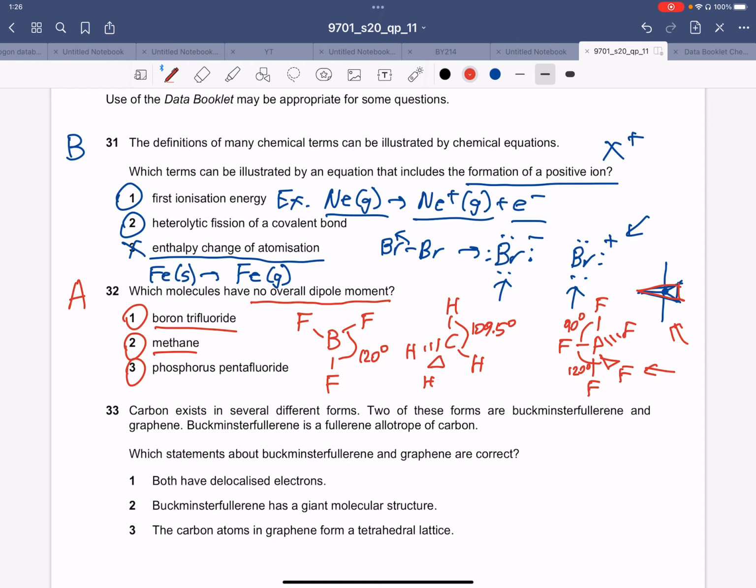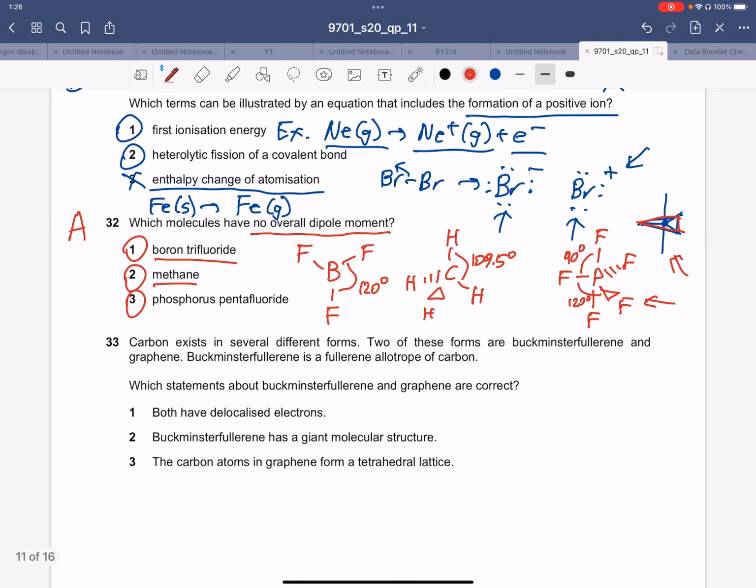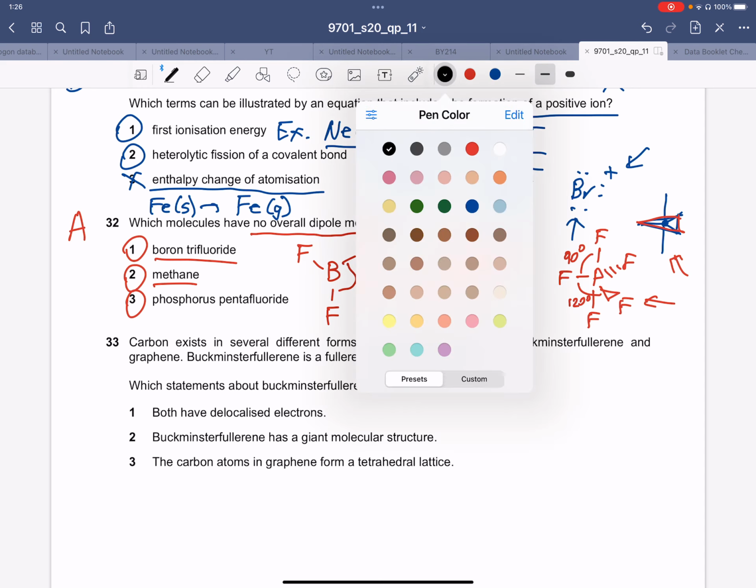Make sure you guys know your overall geometries for molecules. That's a really handy thing to know. Let's switch colors this time. Let's say we do green again.